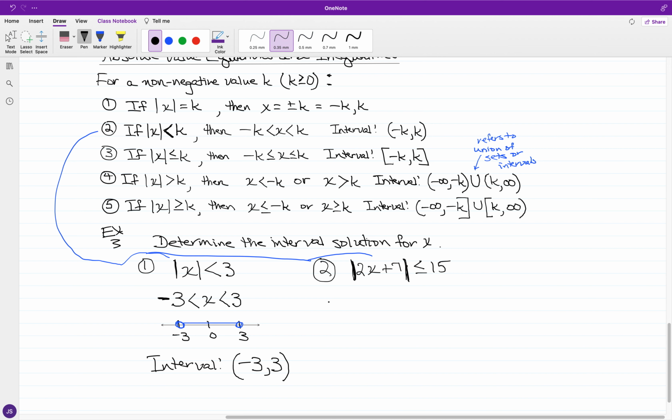And so we'll have yet another compound inequality. This time we'll have negative 15 is less than 2x plus 7, which in turn is going to be less than 15.